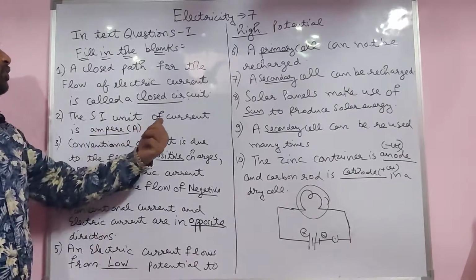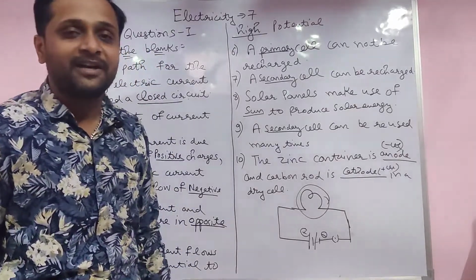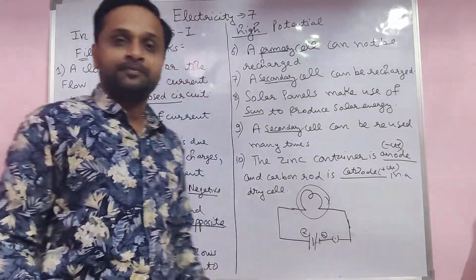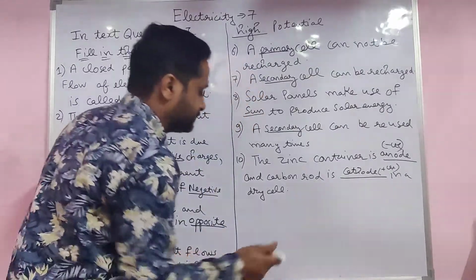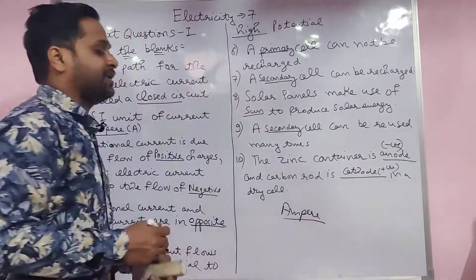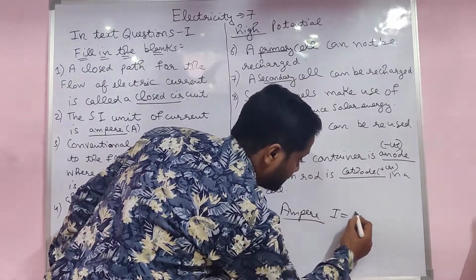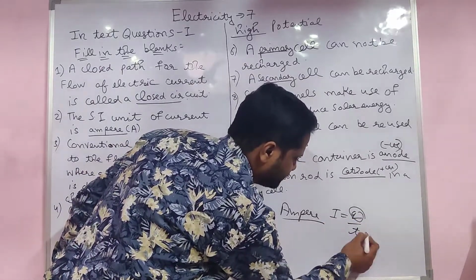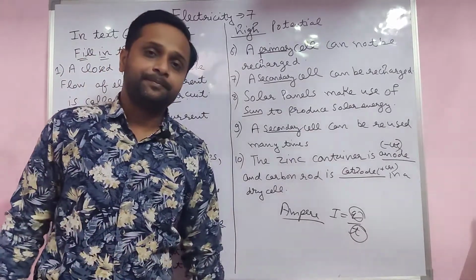Second, the SI unit of current is, you already know, the ampere. I already told you the formula of the current also: I equals Q upon T, charge per unit time. Charge flowing in one direction per unit time.